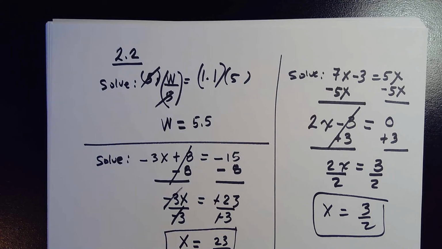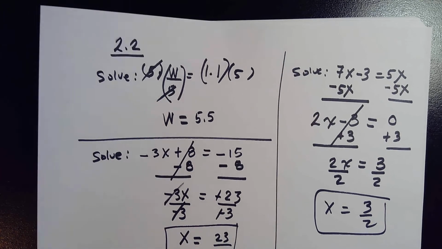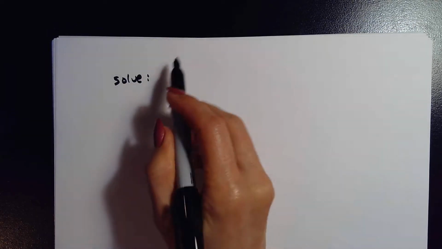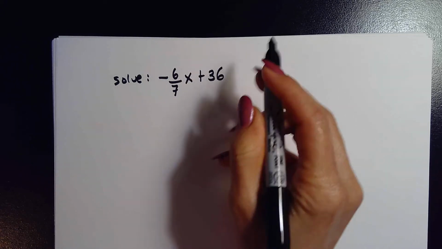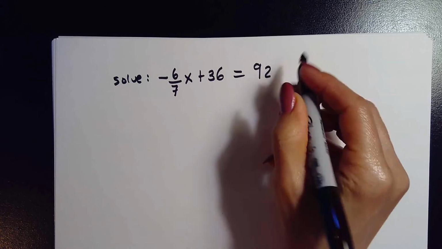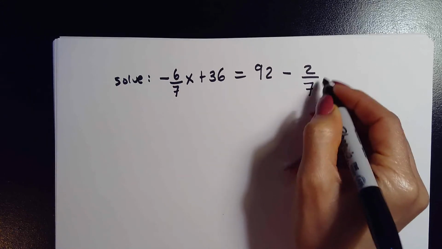So that's 2.2. Let's do a few more problems out of 2.2 before we go to 2.3. 2.1, 2.2, and 2.3, they're all very similar. It's solving linear equations. So another problem here, let me try this one. We're going to solve negative 6 over 7x plus 36 equals 92 minus 2 over 7x.